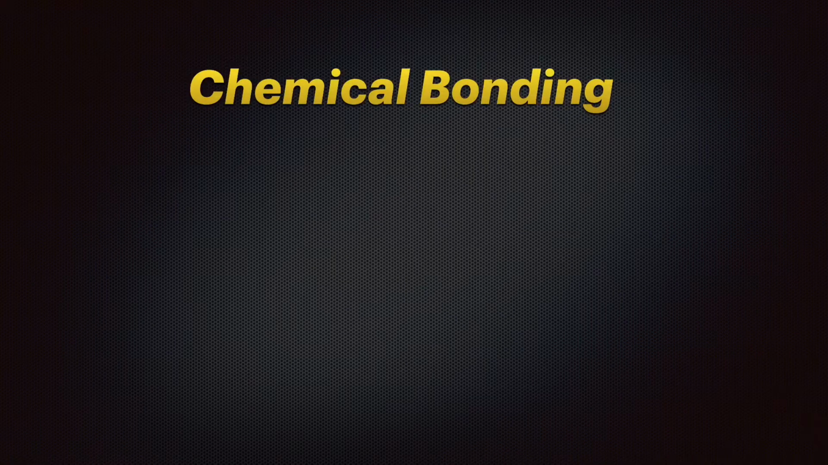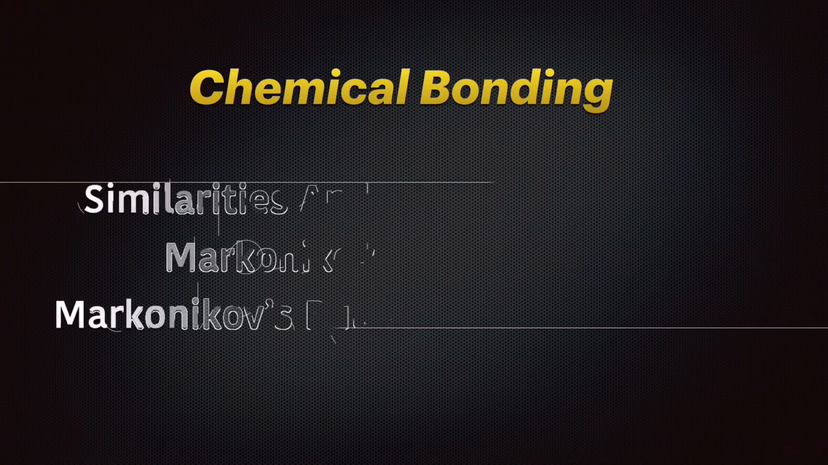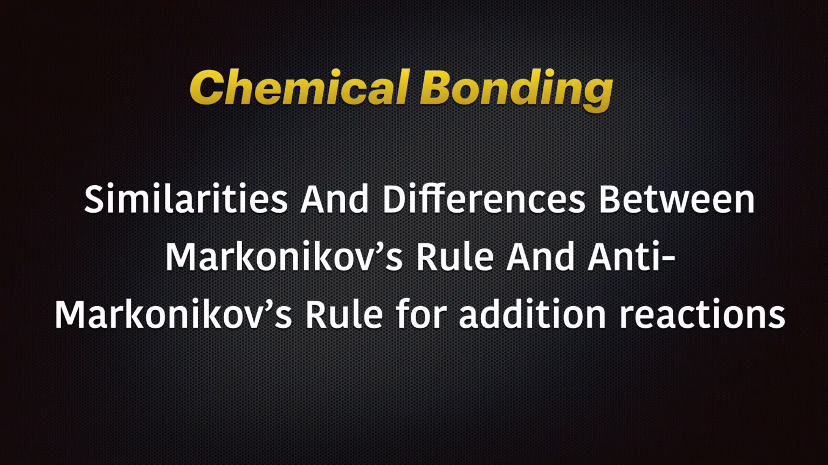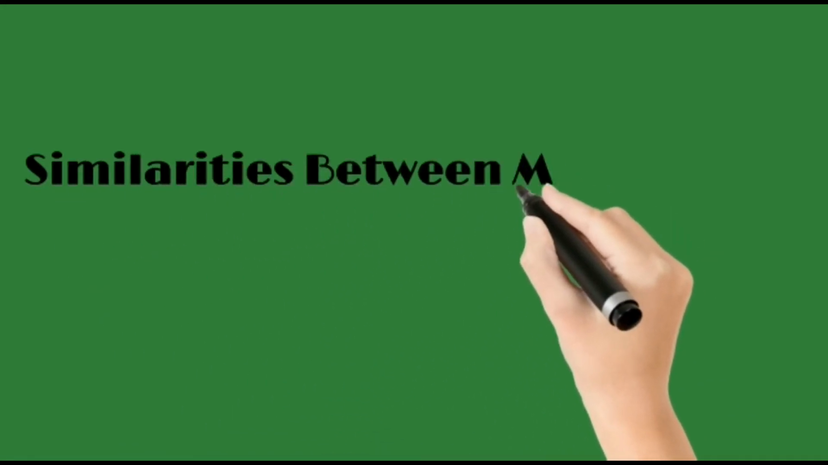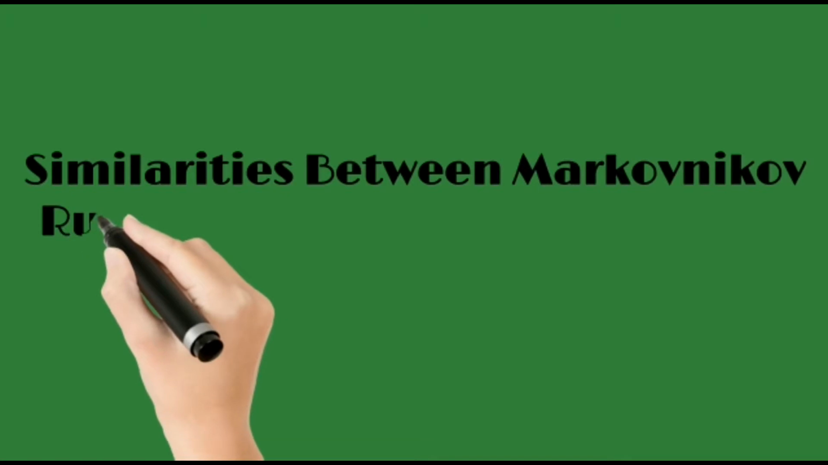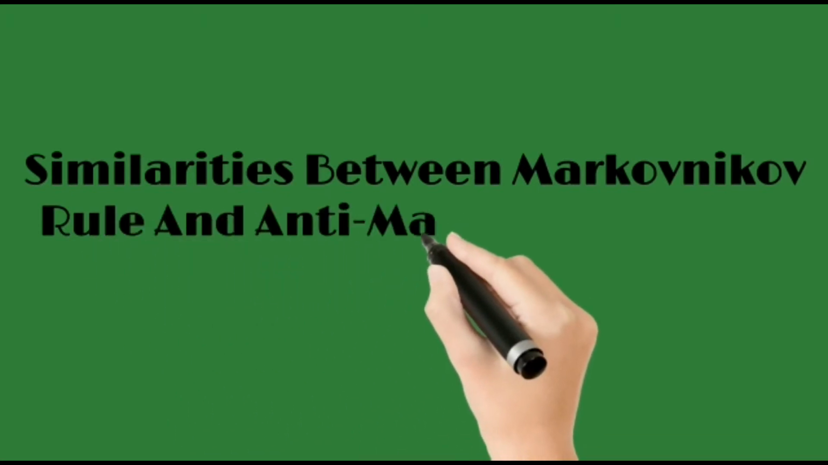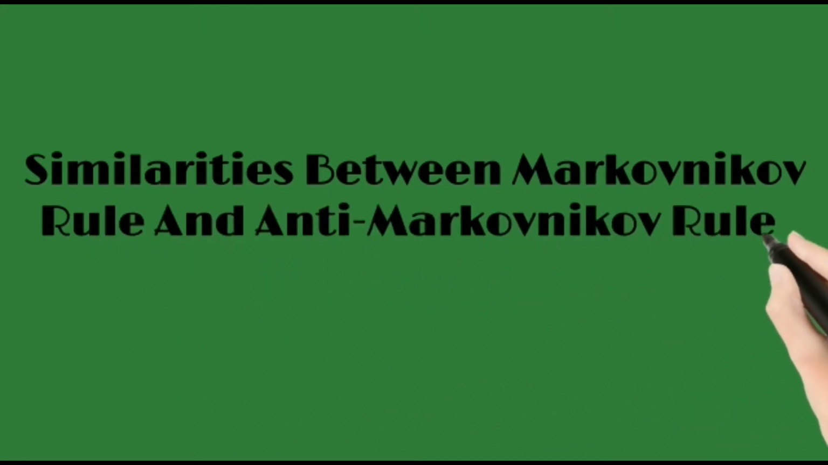Now in today's lecture we are going to learn about the similarities and the differences between the Markovnikov's rule and the anti-Markovnikov's rule for the addition reaction from the chapter Chemical Bonding. So now let us consider first the similarity between the Markovnikov's rule and the anti-Markovnikov's rule for the addition reaction.